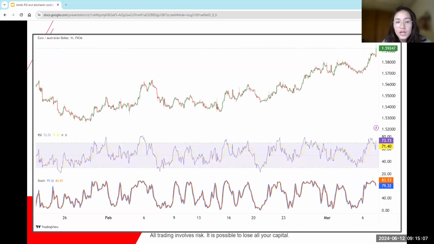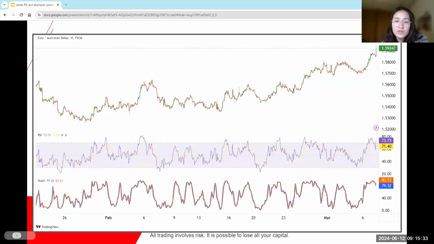Okay, so this is just an example of what your RSI and stochastic looks like. This is on TradingView. You can see it's pretty similar in terms of the price movement. So whenever we are expecting prices to drop, they tend to have a pretty similar price movement and price structure as well.